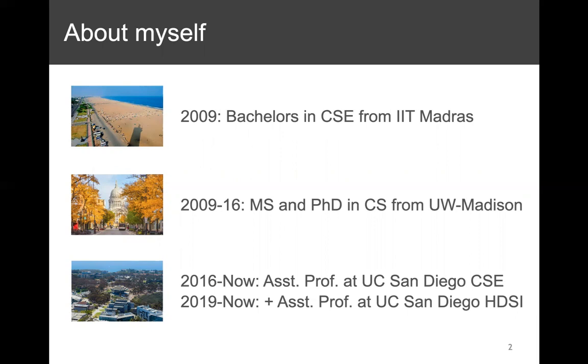And I joined UC San Diego Computer Science and Engineering in 2016 fall, right after graduating with my PhD. And since 2019, I'm also jointly affiliated with the Halıcıoğlu Data Science Institute, HDSI.